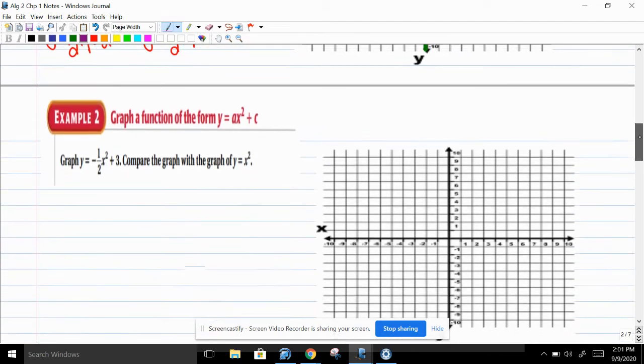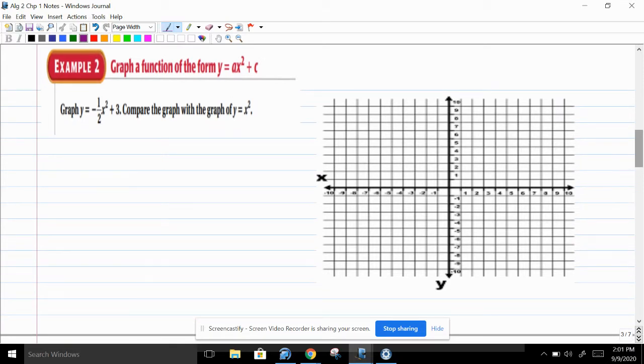Okay, let's try another one. Graph a function of the form y equals ax squared plus c. Okay, so we got a similar problem here. Okay, if we were to label our coefficients, right, I have a is equal to negative 1/2. There is no b term because there is no x term, so that's c. Okay, and c is the constant, the number that's by itself, that's going to be a 3.